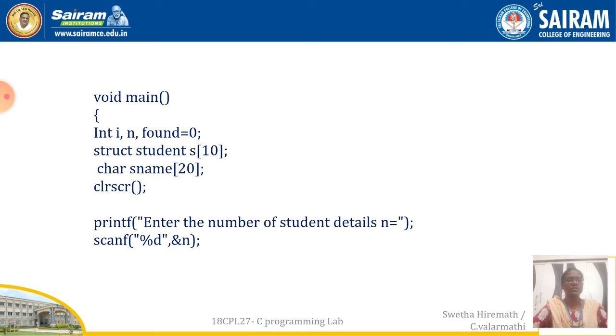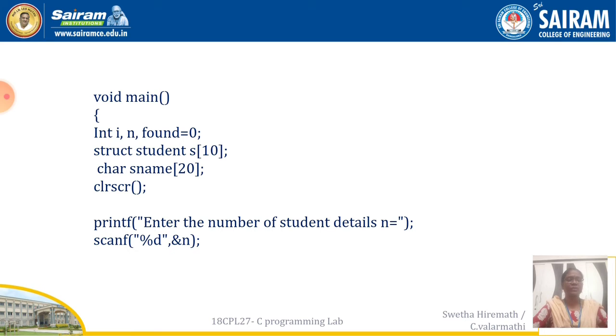Then, coming to the structure: here struct student is a student structure, and s of 10 is the variable name for structure student. This s of 10 is declared as an array, because I already said that this structure is not only useful for a single student, it will be useful for n number of students. My default size is 10, because for trial purposes I am going to use this program for 10 students, so my size is 10. Then char s name, these are some temporary variables, right?